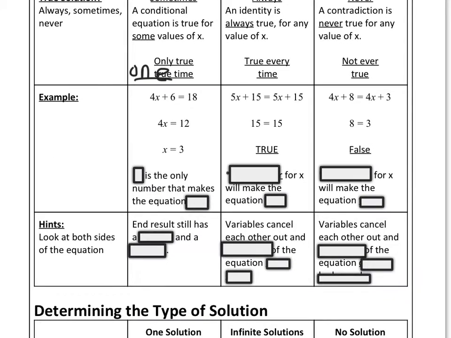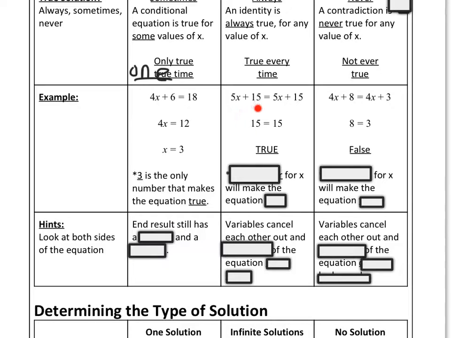Here we've got 4x plus 6 equals 18. If we subtract 6 from both sides, that'll give us 4x equals 12. Divide by 4, that gives us x equals 3. 3 is the only number that makes the equation true. Whenever you can do your balanced moves and solve, that's one solution.